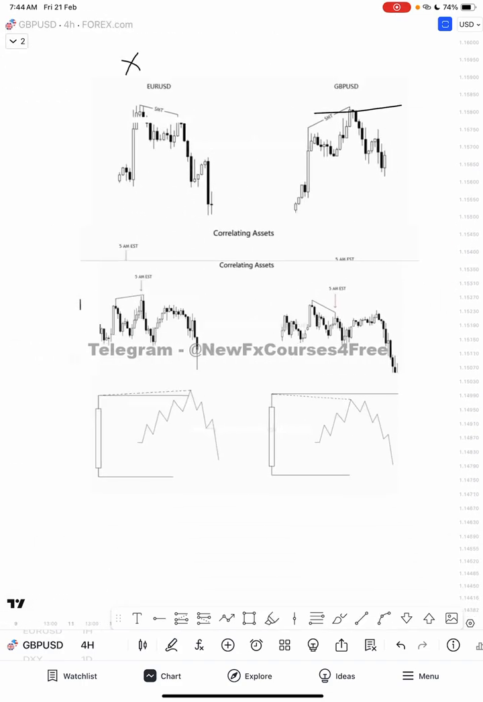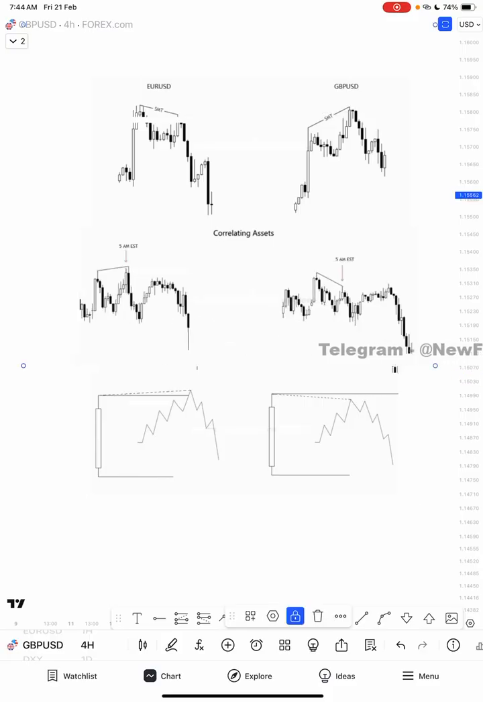So going lower, this is an example of a time-based SMT. Here you can see 5 a.m. EST took that high on these assets to your left, and the second did not actually take that high. So that's your SMT divergence.